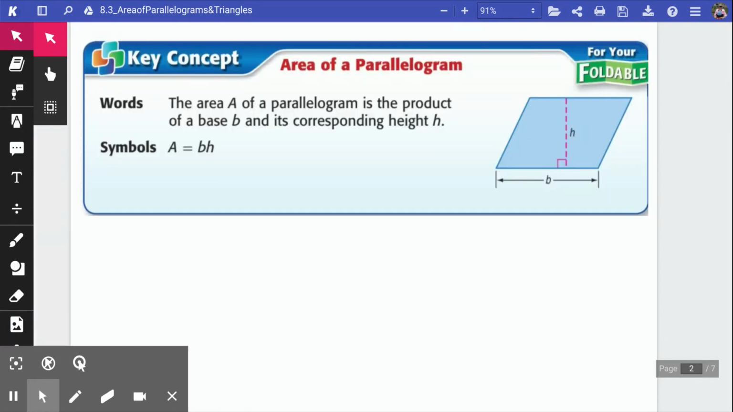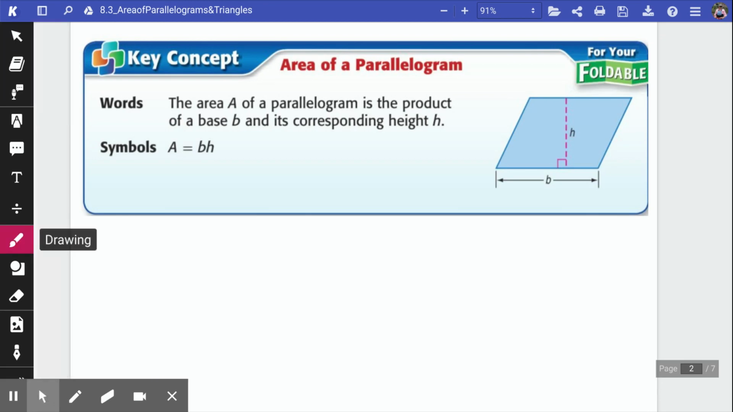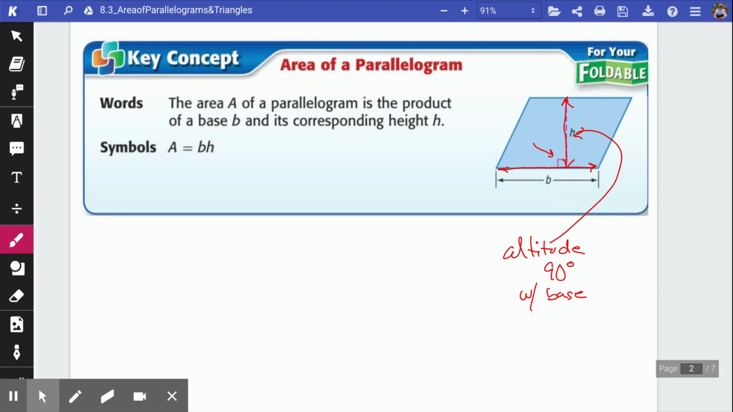The area of a parallelogram is the same as the area of a rectangle. So we are going to use both the base, which is this distance, and the height, which is this distance. Now we have to be really careful that we make sure this height is the altitude, which means that it makes that 90-degree angle with the base. This figure could be turned on its side, so as long as you have a 90-degree angle, then you can have your height and your base.